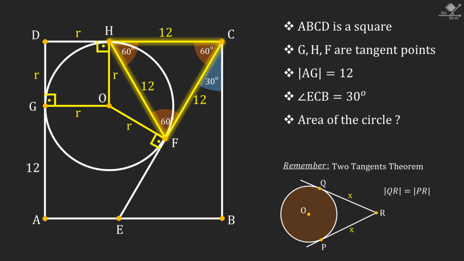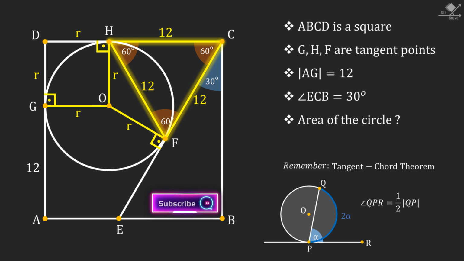Now remember the Tangent-Chord theorem, which states that an angle created by a chord and a tangent line on a circle is half the measure of the arc. In our case, arc HF will be 120 degrees. Therefore, central angle HOF will also be 120 degrees.